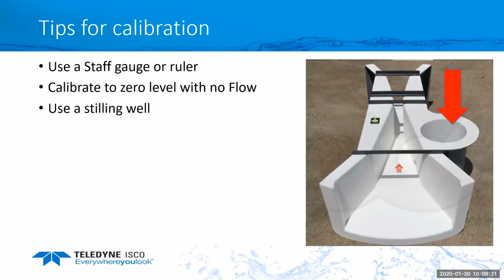Stilling wells are a great way to measure the flow because you don't have the velocity of the water going through that could ride up on the ruler. And so you have the stilling well on the side. It makes a nice, easy place to get an accurate level measurement.